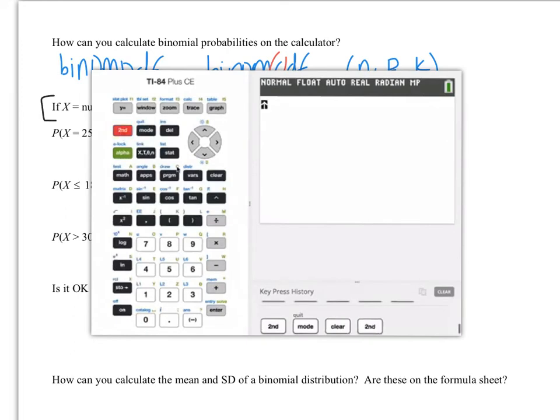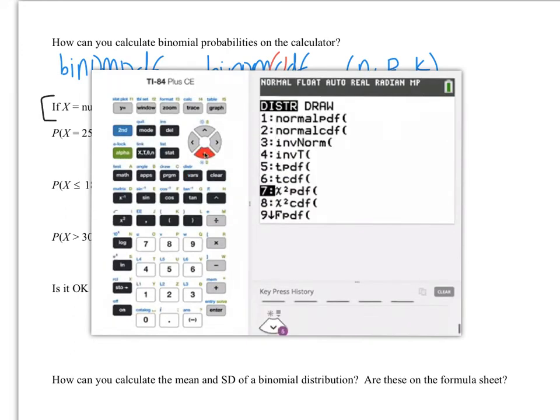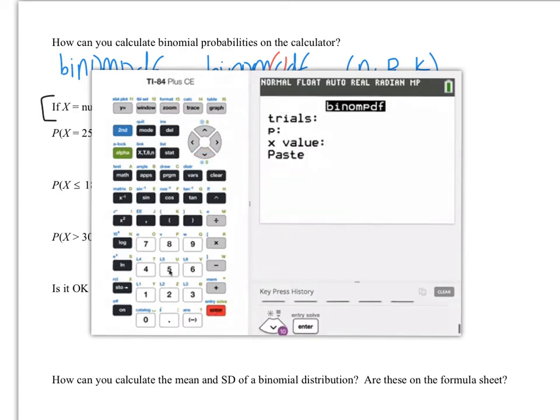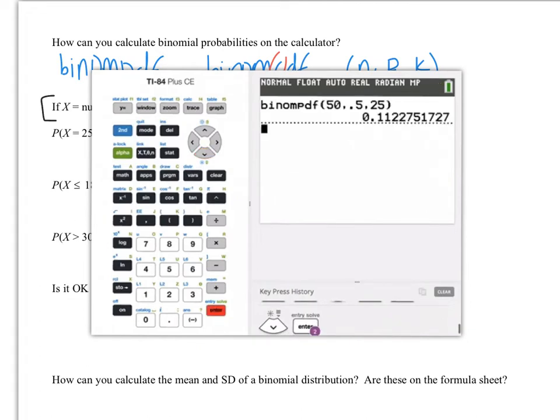Okay, so again on the calculator, you're going to go second distribution, which is where you find normal CDF, and you're going to scroll down until you hit binom PDF. Now, yours might not look like this, and that's okay, that's fine. You still need to give the same information, you're just going to put a comma instead. So there are 50 trials. P is the probability of success, so again, that's 0.5, 1/2. X value is the number of successes. You're going to hit paste, and then you're going to hit enter. So this is the probability of 25 heads.